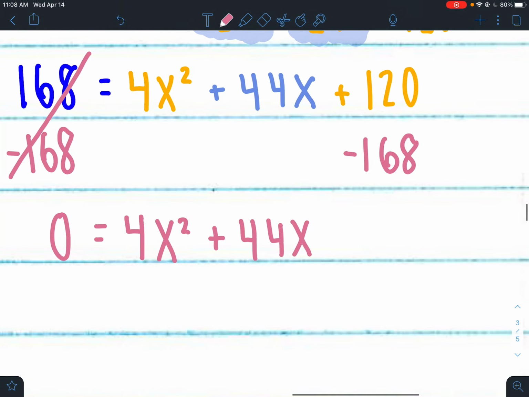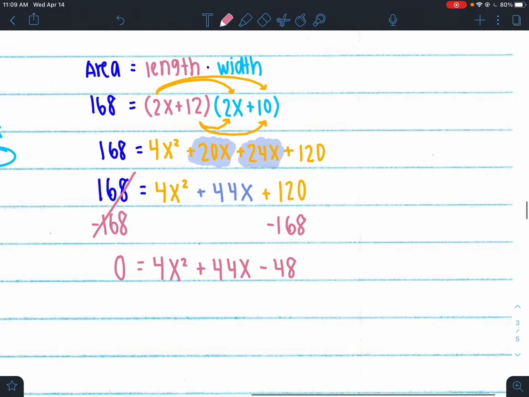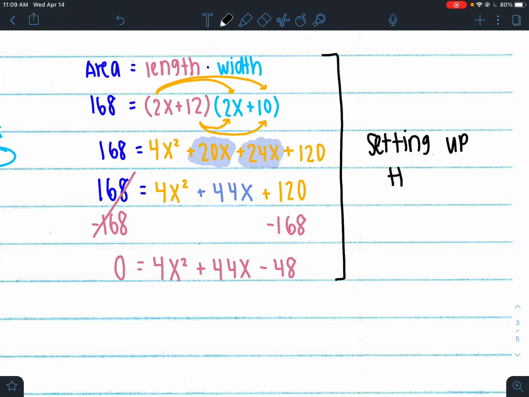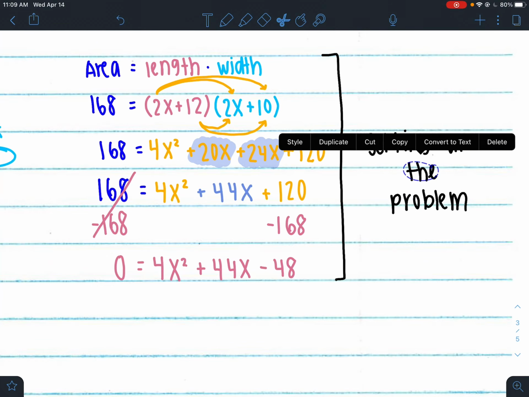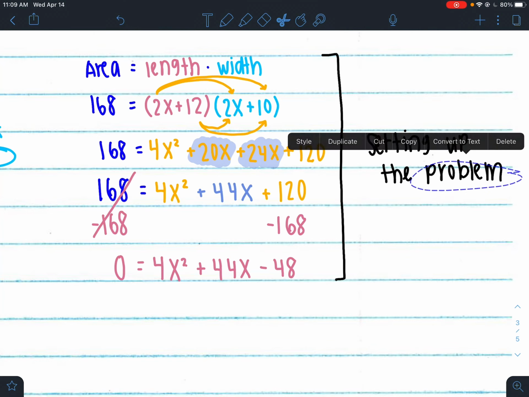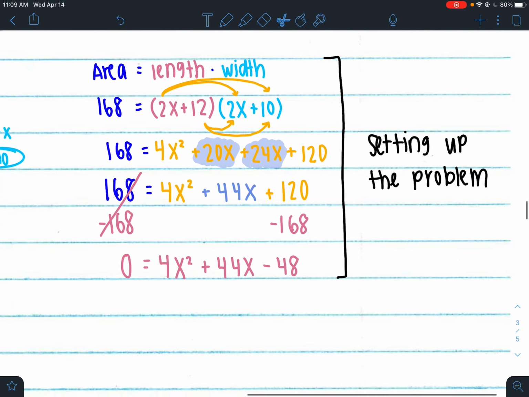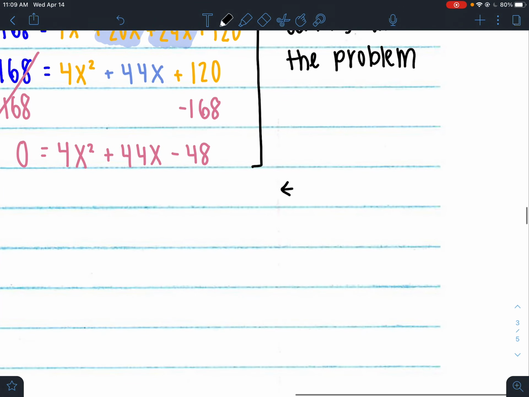4x squared plus 44x, and then 120 minus 168, I believe, is negative 48. I will double check that with my calculator. Yeah, negative 48. All right, now is one side equal to 0? And are you in standard form? The answer is yes to both of those. So what did we just do? All of this was the setup. So this is setting up the problem. Okay, now we're actually going to start factoring. So factoring starts here.